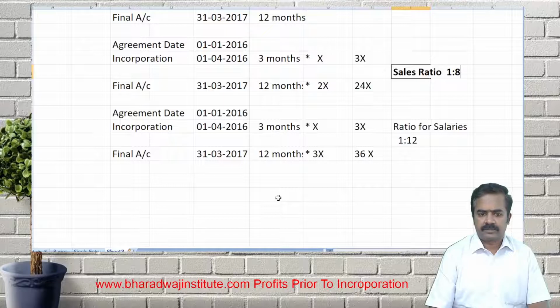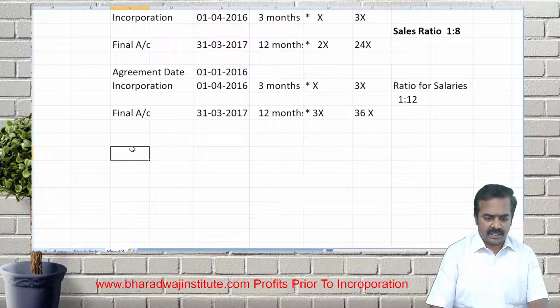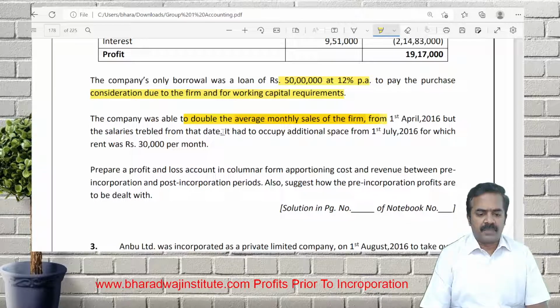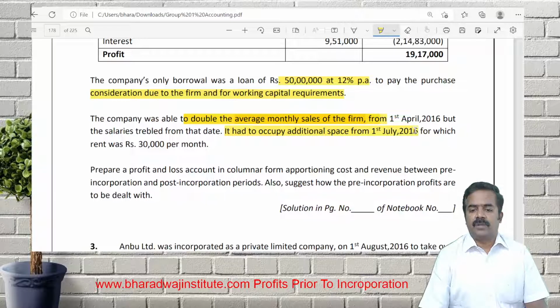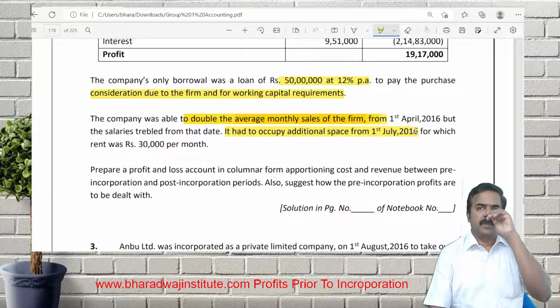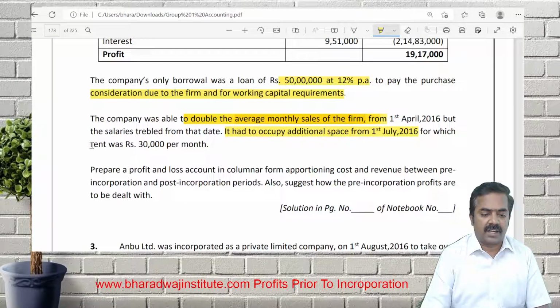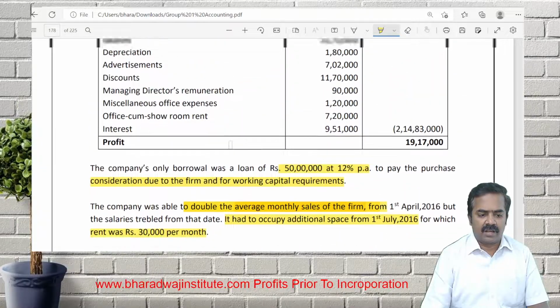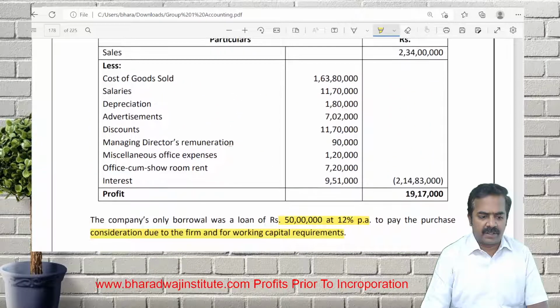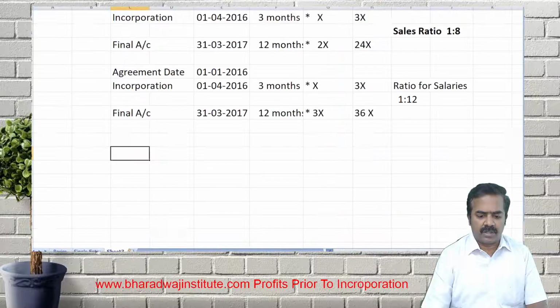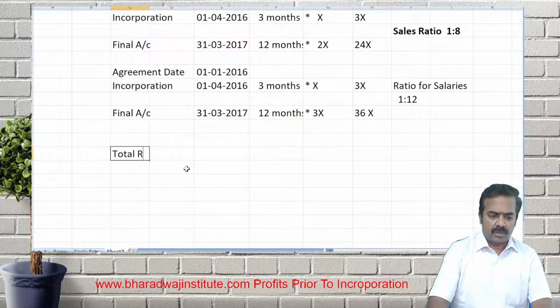Shall we? Look at the next information about rent. It had to occupy additional space from what date? 1st July 2016. For which what is the rent to be paid? 30,000 per month. This is an additional rent. What is the total rent paid for the year? 7,20,000 is the total rent paid for the year.